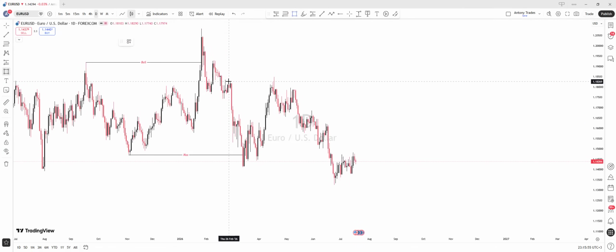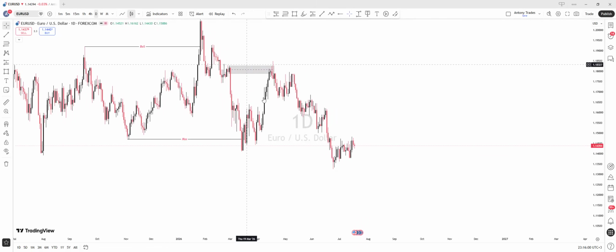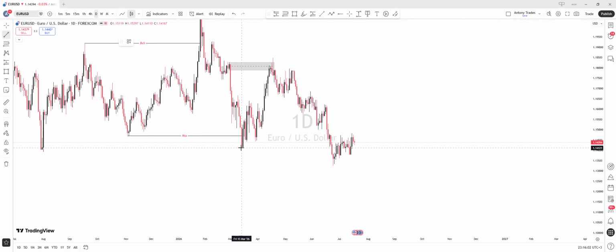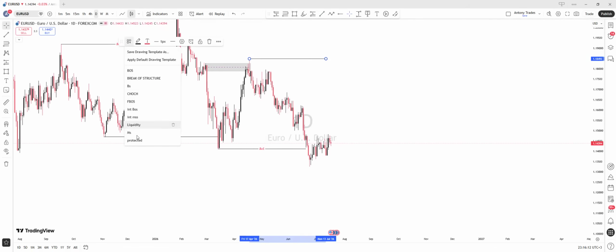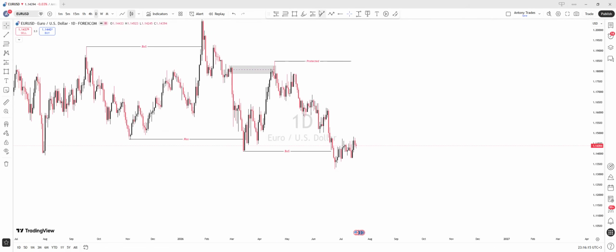Once we have this change of character here, we see Euro USD coming to this supply zone, reacting from that supply zone, and since then we have been selling to the downside, and currently we have a break of structure to the downside. So at this point, this is our protected high. Why is it protected? Because you can see it swept this high as liquidity, and it also swept this high as liquidity. So these are very strong highs. It's our protected high since it swept this internal liquidity around this area.